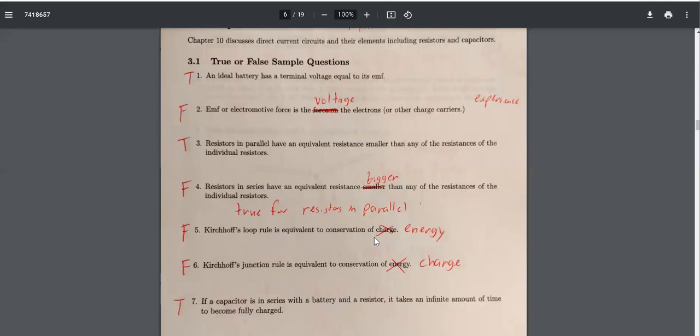All right, similarly, Kirchhoff's junction rule, remember, says that the sum of the currents going into a junction has to equal the sum of the currents leaving. That's saying the same thing as conservation of charge. It just means that charge can't be created out of nothing and charge can't go in somewhere and then just disappear. Charges can't be created or destroyed.